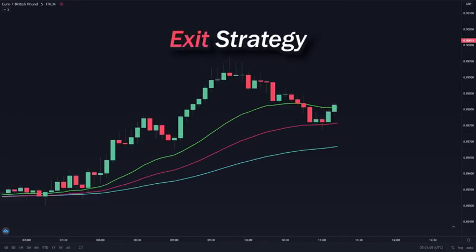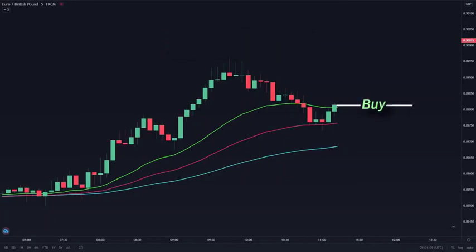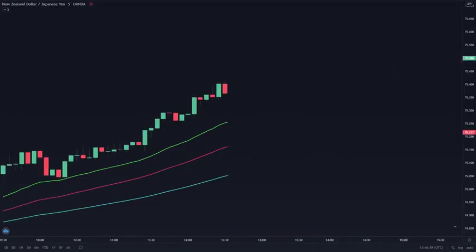Now for your exit strategy. So, let's say you took a buy position here. You want to set your stop loss at the 50 EMA. And for your profit target, you set it at 1.5 times your stop loss. So, here's an example of this strategy in action.